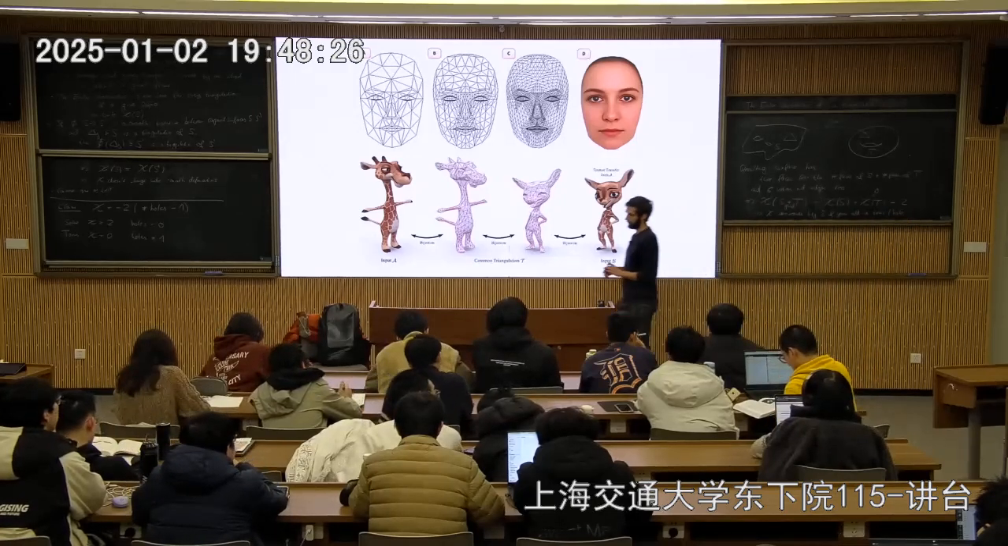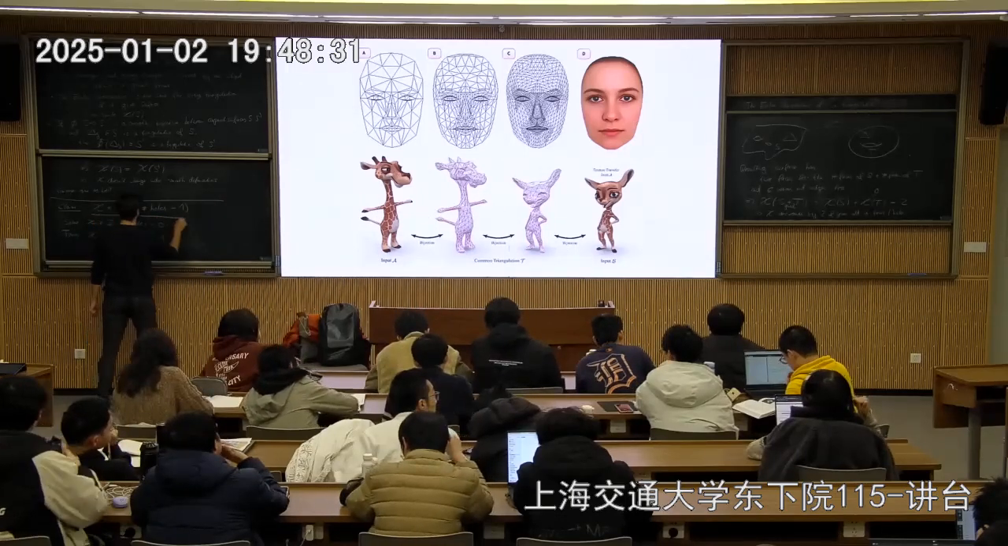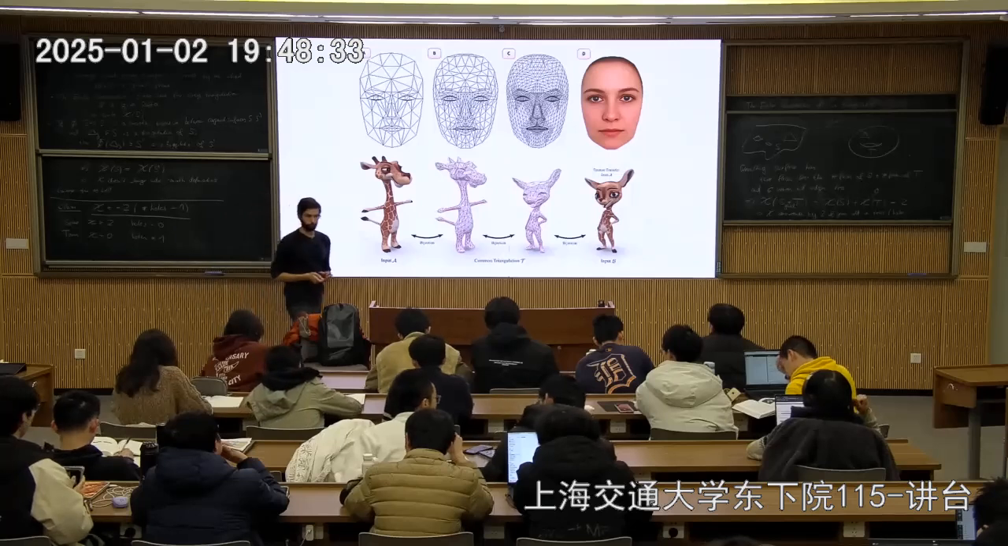So that verifies this formula over here, that the Euler characteristic is a good measure for the number of holes there.